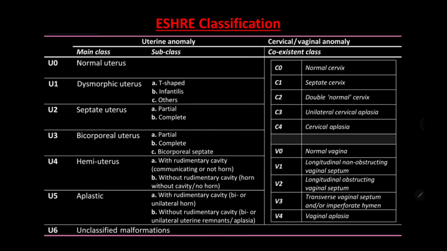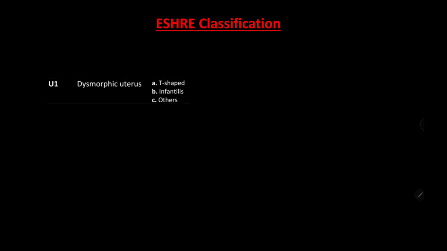So the first class of Mullerian duct anomaly, according to the ESHRE classification, is the dysmorphic uterus. The dysmorphic uterus incorporates all the cases of the Mullerian duct anomalies which have normal uterine outline. However, the shape of the uterine cavity inside is abnormal and there is no septa as well. This U1 is again divided into T-shaped, infantilis, and others.